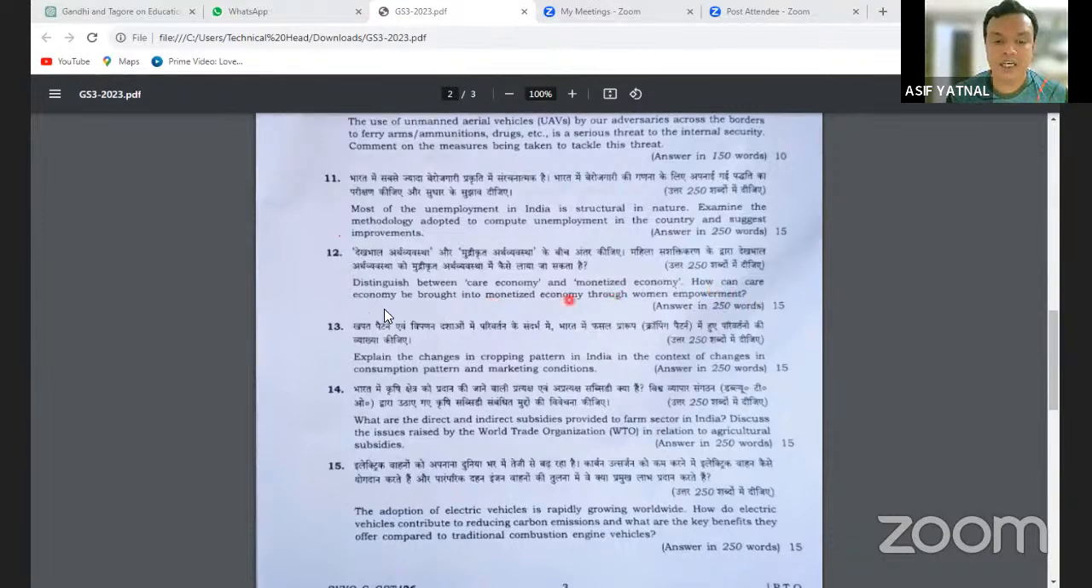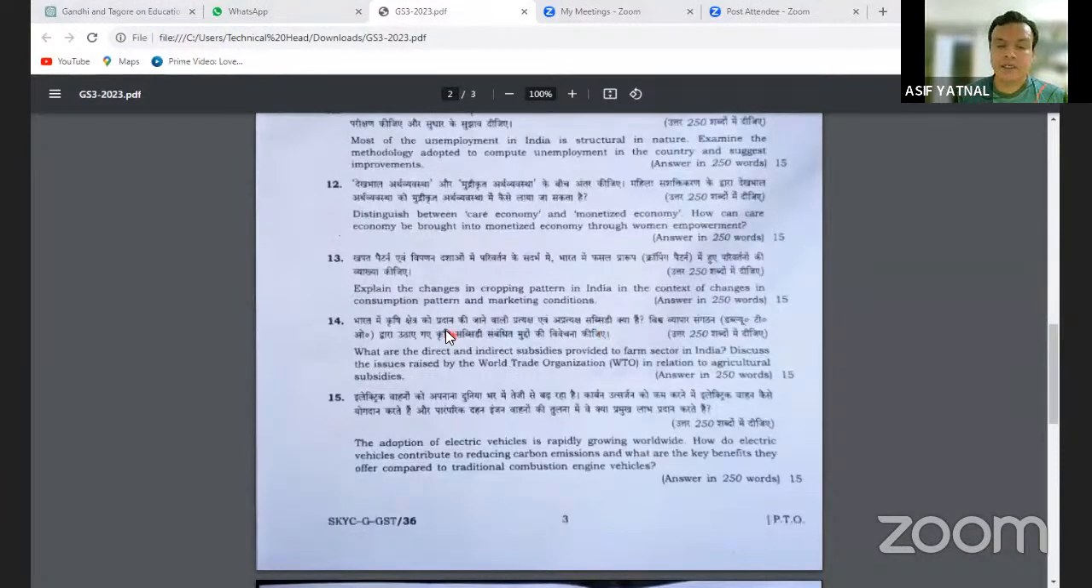The next question is distinguish between care economy and monetized economy. How can care economy be brought into monetized economy through women empowerment? Indian Express में articles आया था, सभी लोगों को याद है? Whatever activities which are being done by the women at home, that is not monetarily calculated. वो उसका कैलकुलेशन नहीं होता है. So how a care economy can be brought into monetized economy through women empowerment, that is what is mentioned. So many articles have been written in Indian Express with respect to how the women's activities are not monetized. Clear?